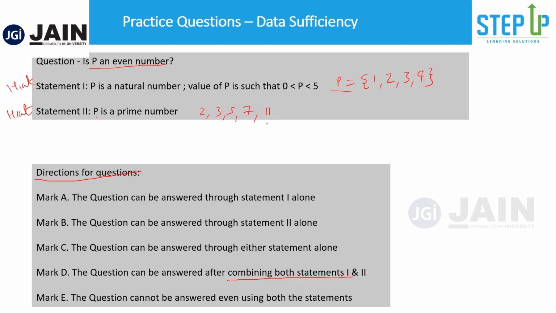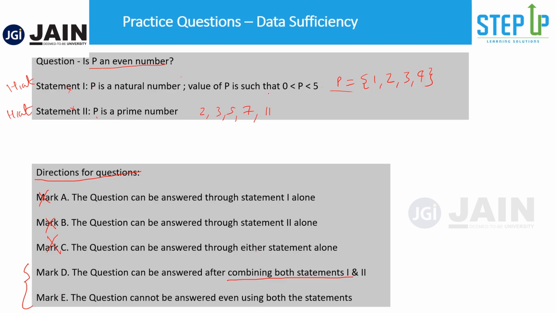Now, I cannot answer through statement 1 alone, right? I cannot answer through statement 2 alone either. That means these two options are already out. And of course it cannot be answered through either statement, so this is also out. Now we are left with these two options, right? Mark D or mark E.